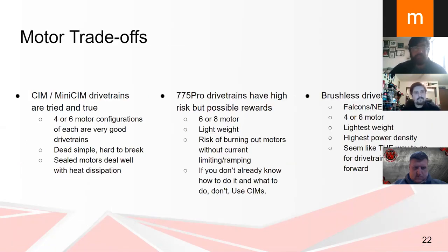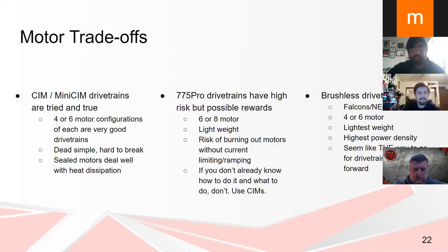So in general, mini CIM drivetrains are tried and true. Teams have been using them since pre-2010, I'm pretty sure. Generally 4 or 6 motor configurations, so 2 per side or 3 per side. Pretty robust, like will almost always be something that works for you in pretty much any given FRC game in recent memory. Due to their thermal density, they're also pretty hard to burn out. If you burn out a CIM, something has gone horribly, horribly wrong. But thankfully, it's pretty difficult to do it. It deals really well with heat dissipation, so unless you're running it for like an hour straight, you generally don't have to worry too much about heat in a 2.5-minute match.